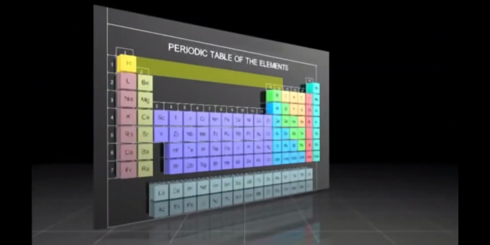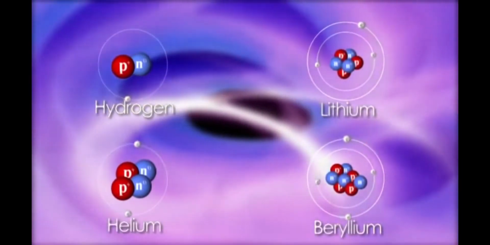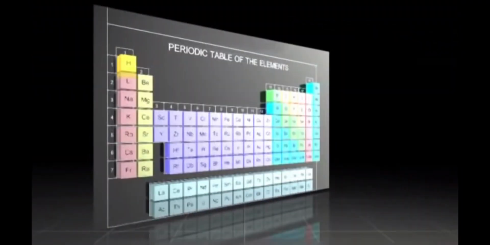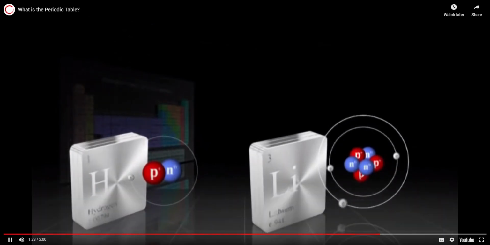Rows, or periods, are based on the number of shells. The first row of elements, hydrogen and helium, have all their electrons in one shell. Elements in the second row have 2 shells, and so on. Elements in the same column have the same number of electrons in their outermost shells. Hydrogen and lithium each have 1 electron in their outermost shell. Elements in the same column have the same chemical properties.